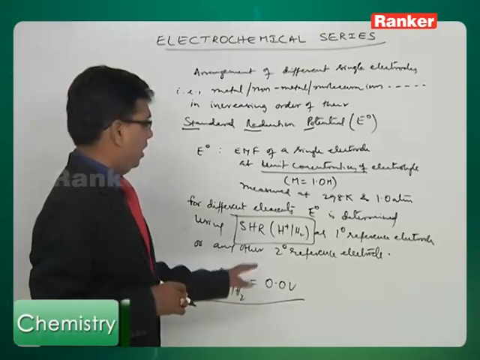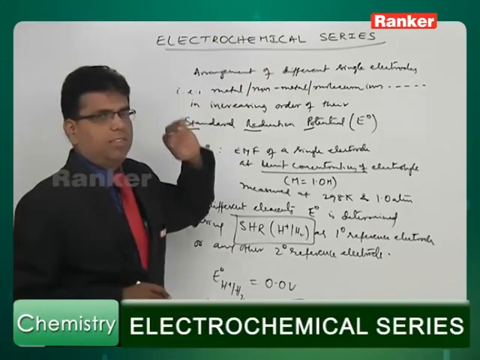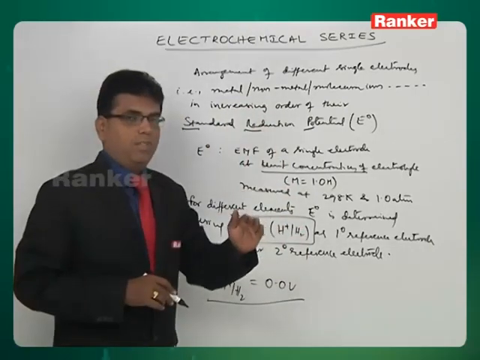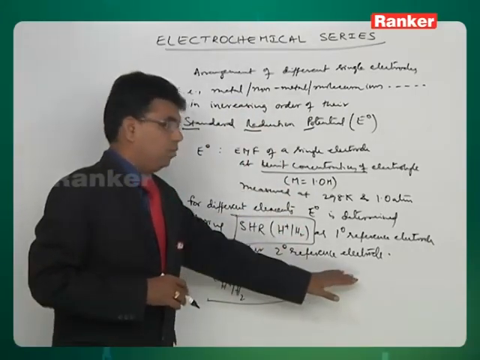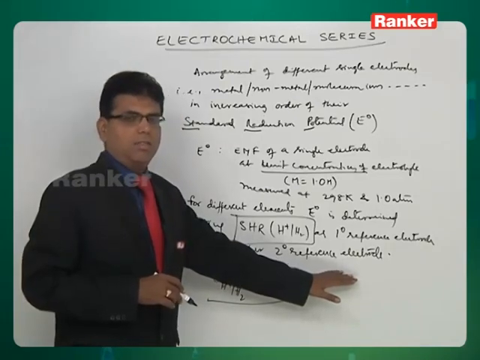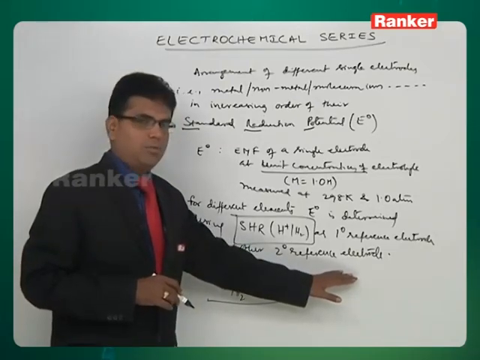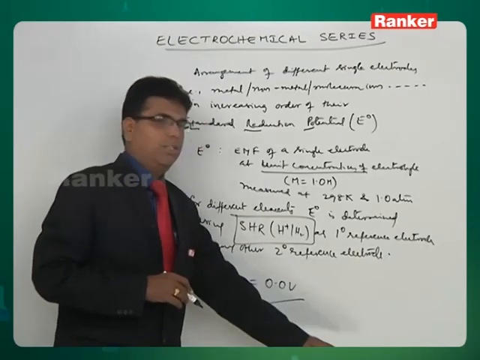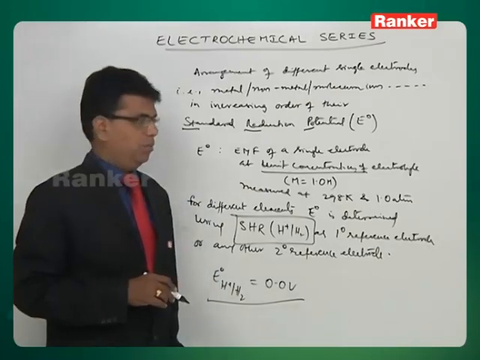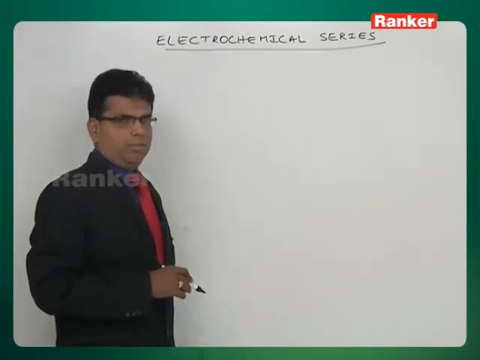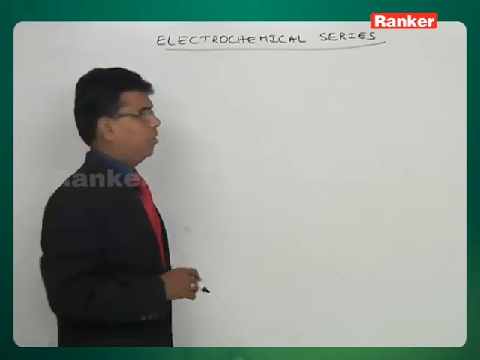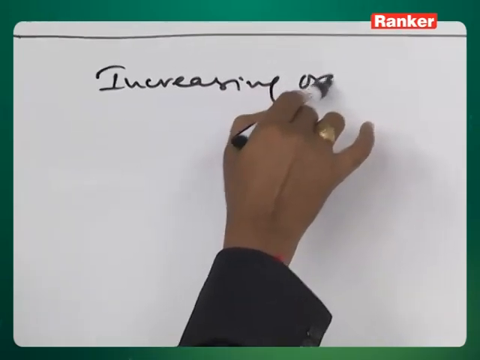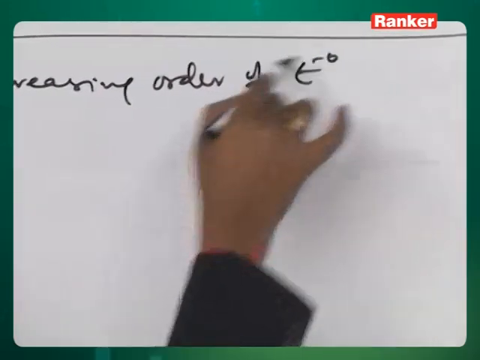Now, the electrochemical series is the arrangement of all those elements in increasing order of their SRP, starting with the least reduction potential, with the least value reaching 0, that is hydrogen, and below this positive values. So, in the electrochemical series, the elements are arranged in increasing order of E naught.